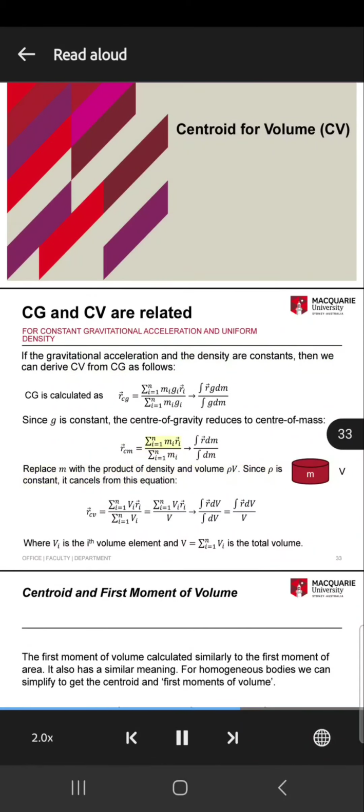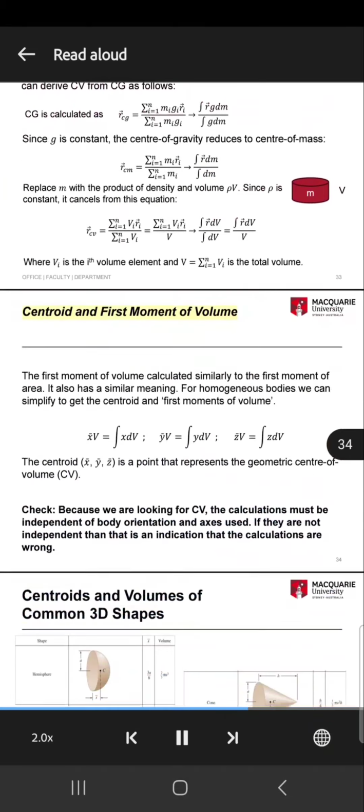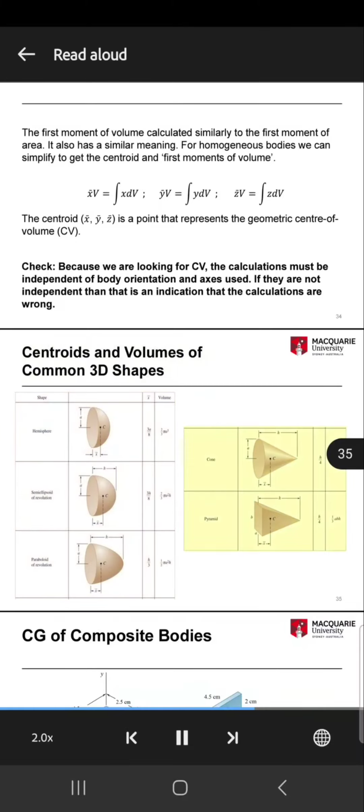The center of gravity equals the center of mass, equals the numerator, the sum from i equals 1 to n of m sub i, r sub i, over the denominator, the sum from i equals 1 to n of m sub i. This goes to the numerator, the integral of r dm, over the denominator, the integral of dm. Right arrow, the integral of r dV over the integral of dV, where dV is the i-th volume element and the sum of the dV equals V, the total volume. Centroid and first moment of volume. Centroids of common 3D shapes. Centroid of common shapes and volumes.